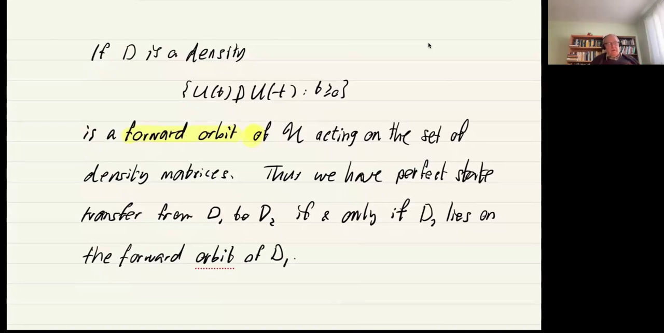And that's the terminology we're using here, but for us, it's an orbit. And so my point is that questions about perfect state transfer and things close to perfect state transfer can often be translated into questions about these curves on various places, and that this can be very useful.